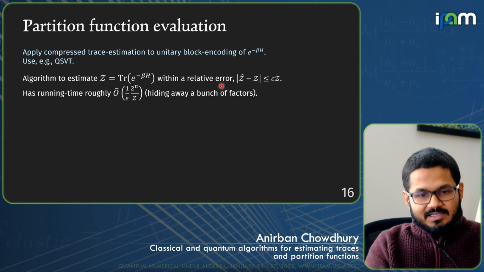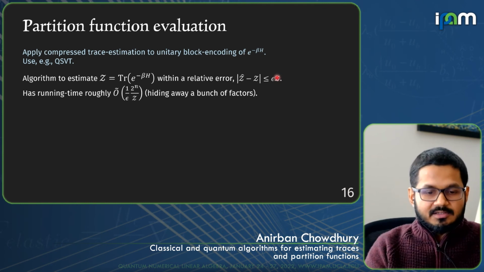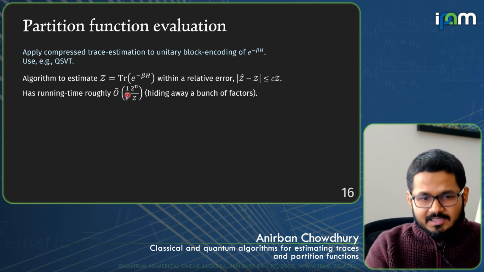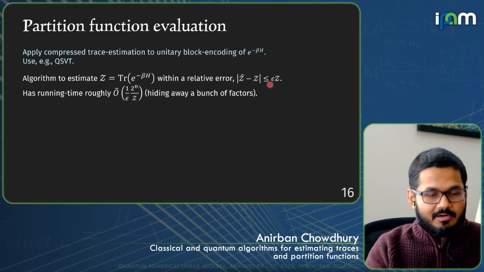So in this slide here, I'm asking for a relative error estimate, which again you can do by using the result from Aaronson and Rall. And I'm hiding away a bunch of factors. So here you see the scaling with 1 over z. And this 1 over z is because I'm asking for a relative error estimate.